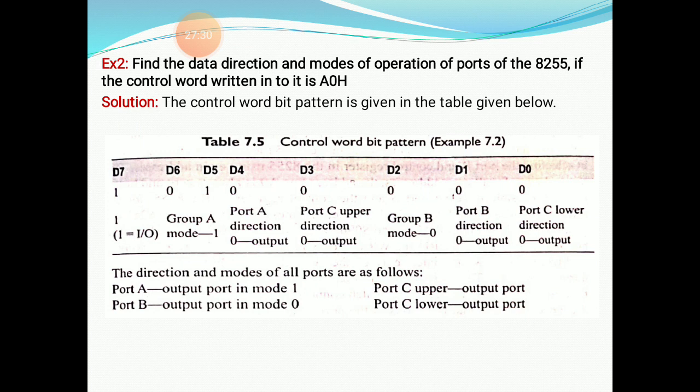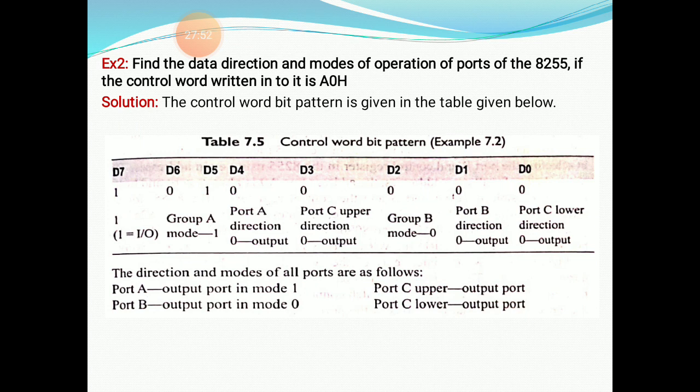Now A0H is represented in binary zeros and ones. The corresponding control word format is represented in the given table, D7 to D0. The D7 bit is equal to 1, which belongs to I/O mode of operation. D6, D5 are 0, 1. The group A is operated in mode 1 operation.